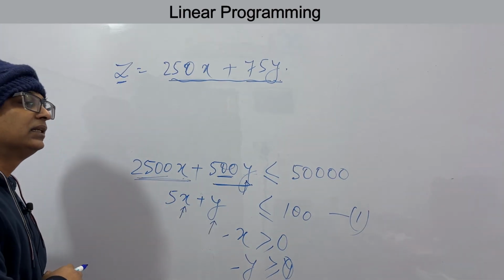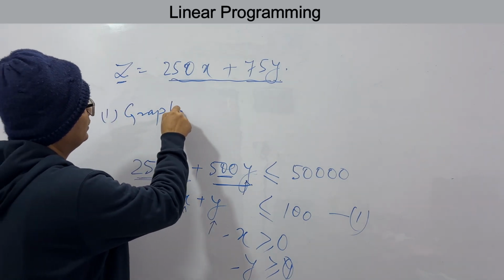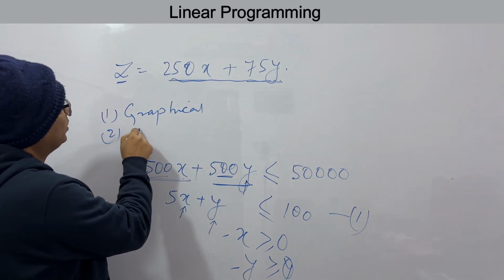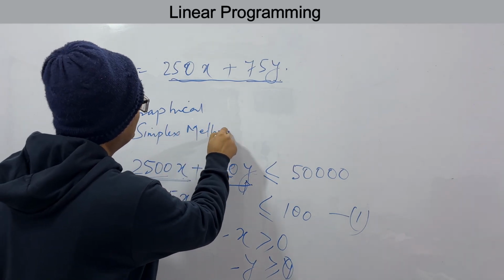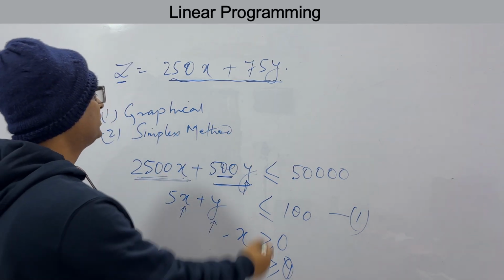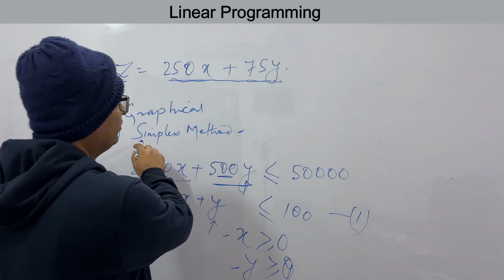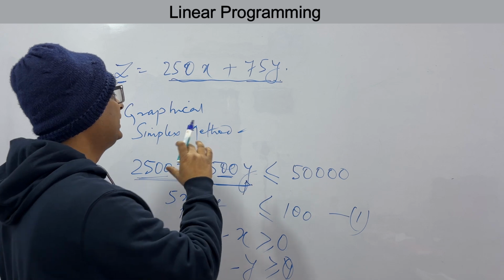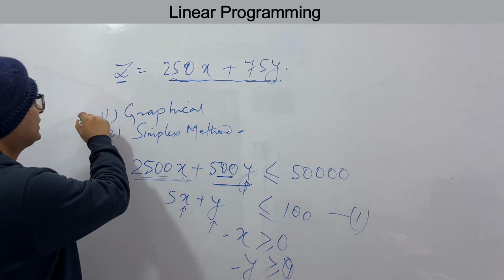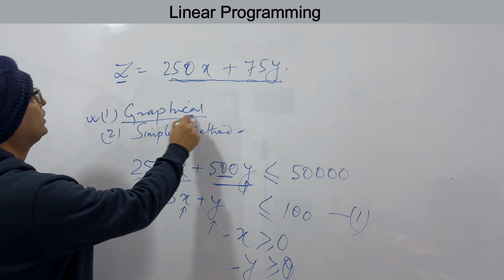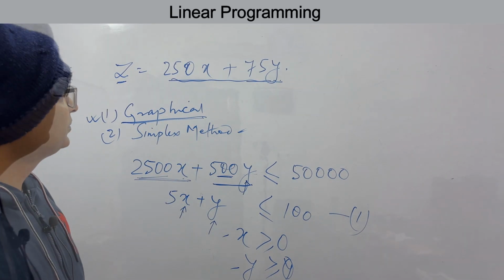There are several methods. We have the graphical method to solve this. We have a method called simplex method to solve this, and there are certain other methods also. This method is used in programming. We use simplex method to write codes so as to optimize our equations. So let's start with graphical method. Let's understand what is the graphical method to solve such optimization problems.